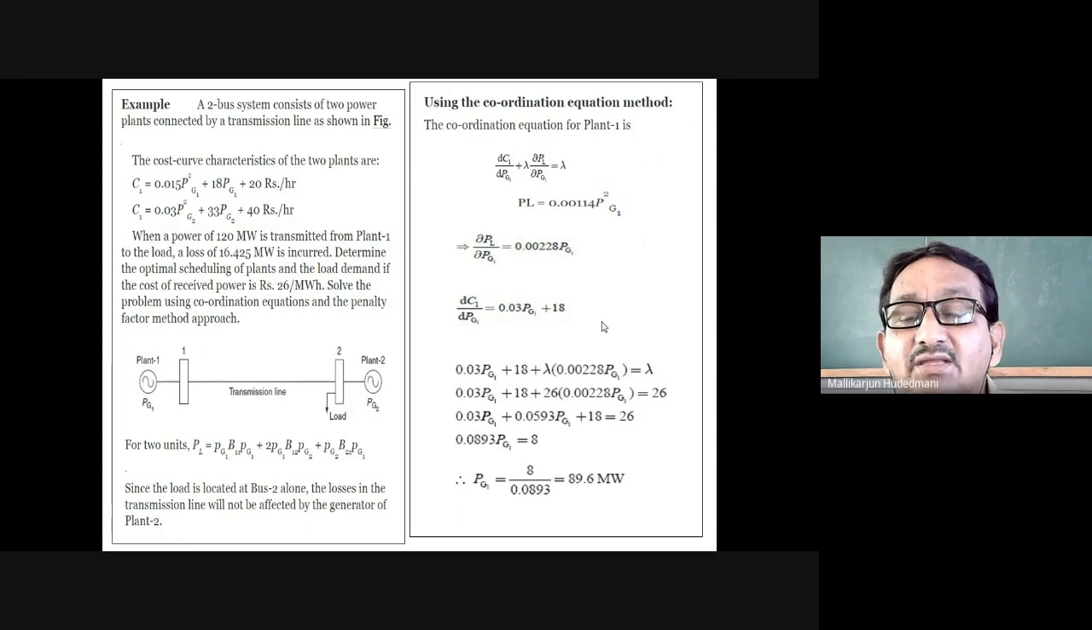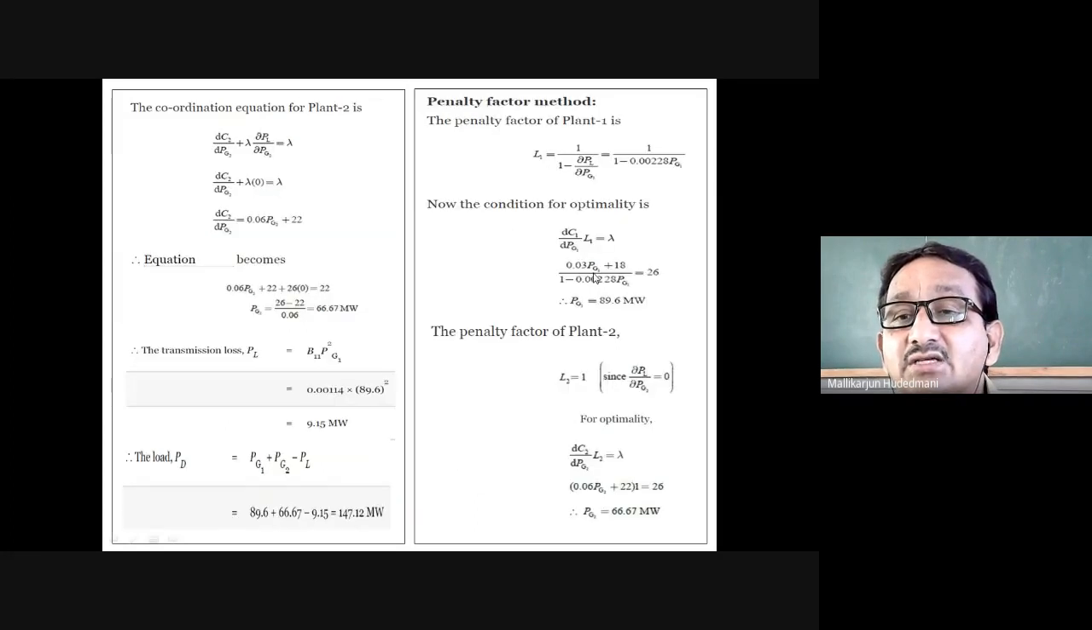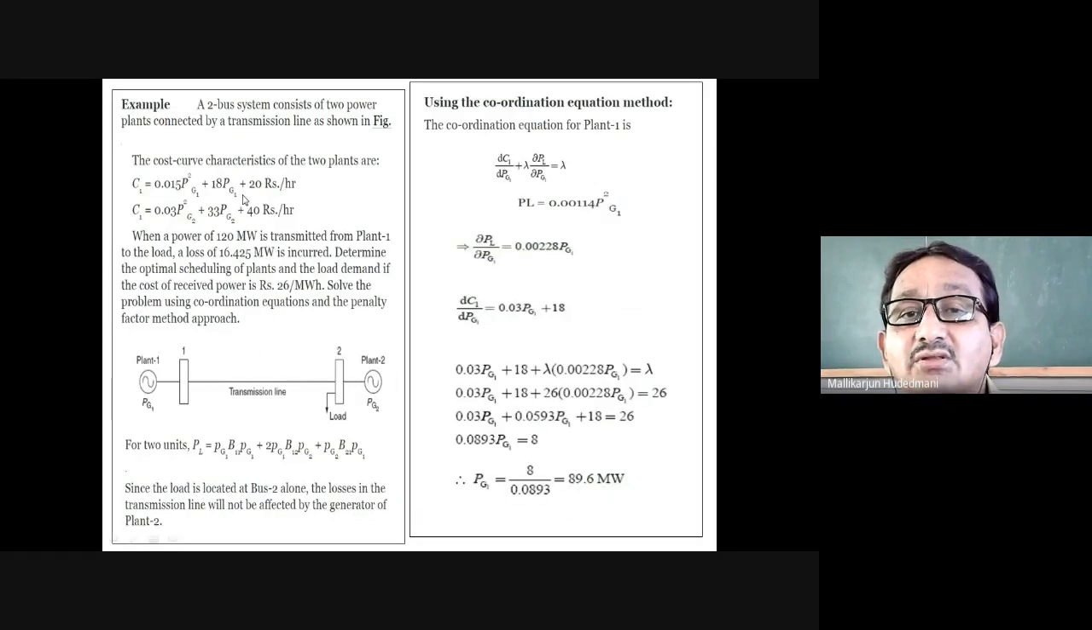Whatever the penalty factor method I work, you can also do by the coordination method. This is solved side by side. I feel so. I'll just move out. You can see here, this problem is being solved by the coordination equation method: dC1 by dPg1 plus lambda into ∂PL by ∂Pg1 equal to lambda, where PL is given. Loss is given, then B11 is given. Definitely the load is at plant 2, so only B11 is effective here because the load is on plant 2; subscript 2 dissolves, B21, B22 go off, B11 only remains here. Then using this equation, when you solve, you get Pg1.